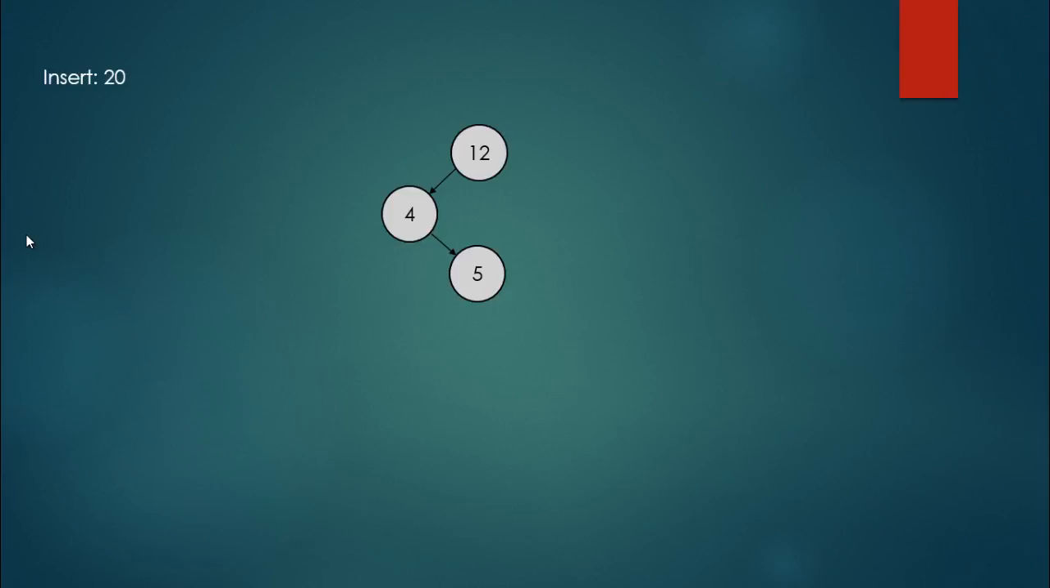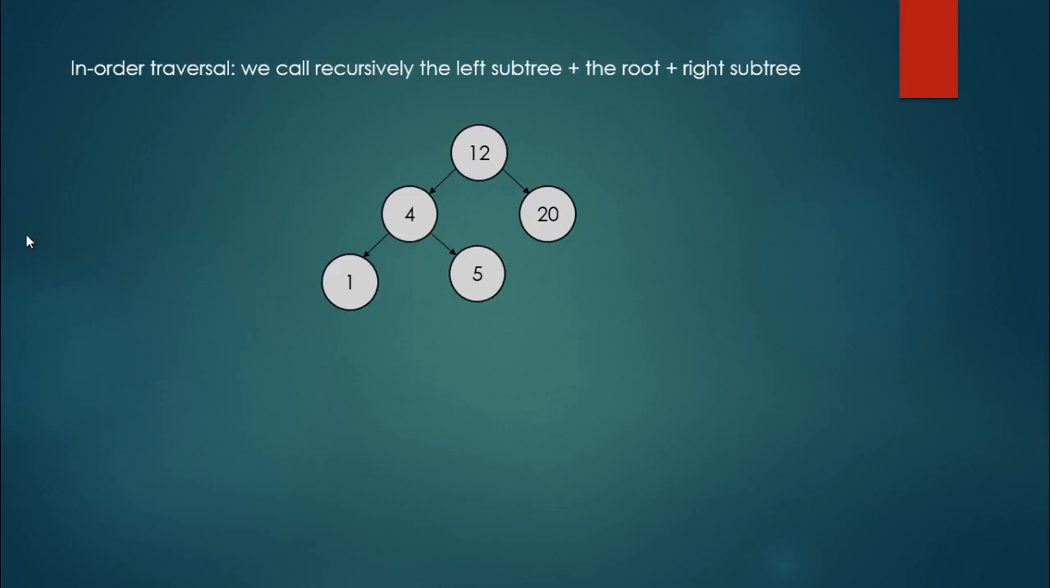We want to insert 20, so we have to examine. 20 is greater than 12, so it is going to be the right child of 12. We have to insert 1, so we keep going from the root. It is smaller than 12, so we go to the left. It is smaller than 4, so we go to the left and create a new node for it. So this is how we keep constructing a binary search tree.